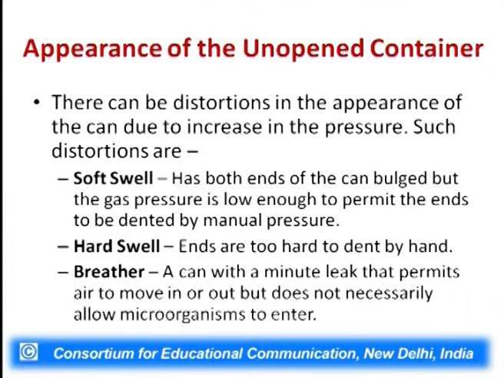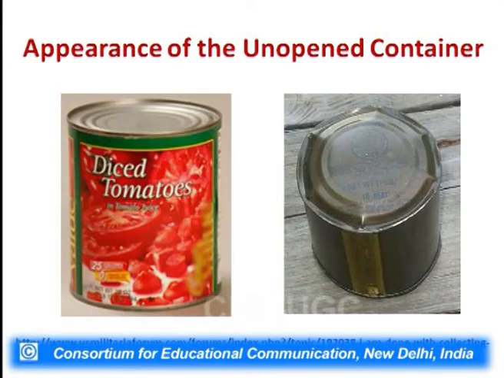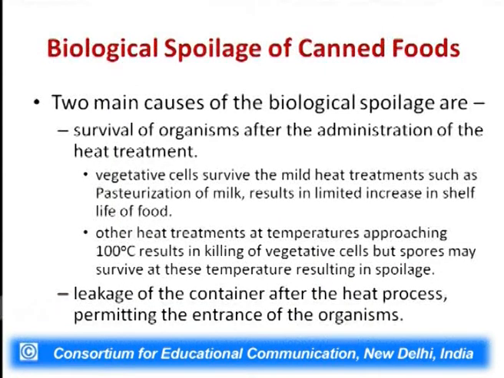Another defect is a breather. In this, a can with a minute leak is present, and this leak allows air to move in or out, but it may not necessarily allow microorganisms to enter. This is the appearance of a can. Here, this one is the can with flat end. You can see it is slightly concave, while this one is the spoiled can having bulging.